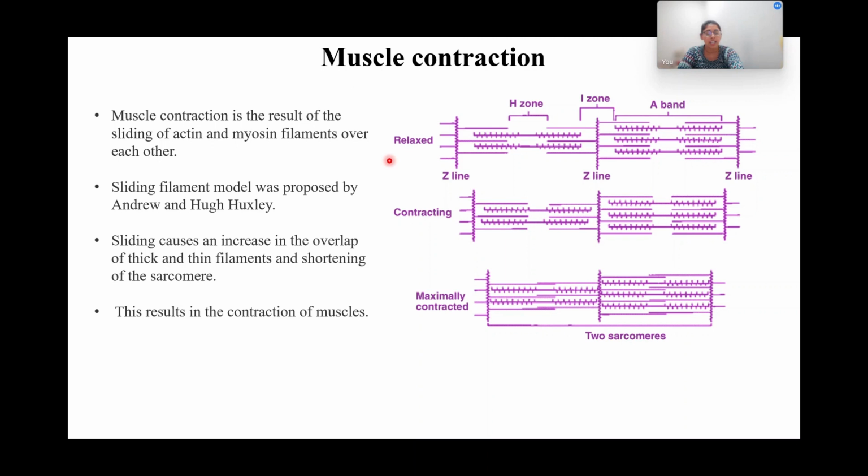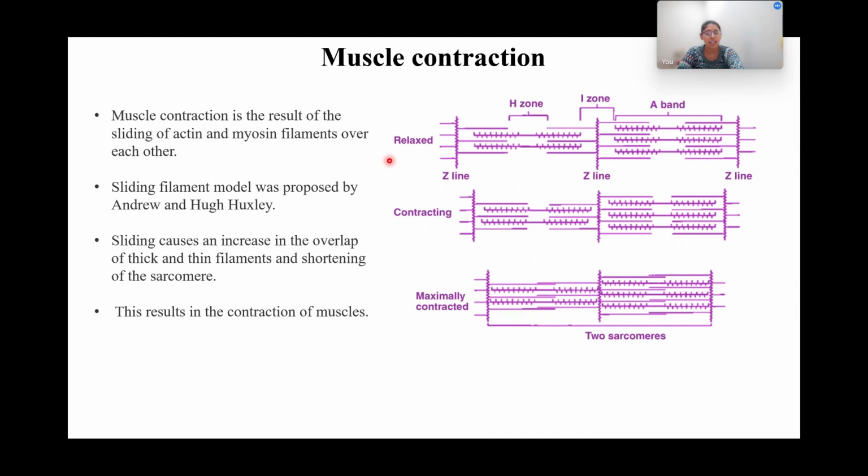So there are multiple myosins which are getting connected to actin and pulling it towards themselves. That is called the power stroke. So you can see that the myosin filaments here will bend and pull the actin filaments towards the center of the sarcomere. And as a result, the bound ADP and the P, which were there because of the hydrolysis of ATP, are also released in the process.